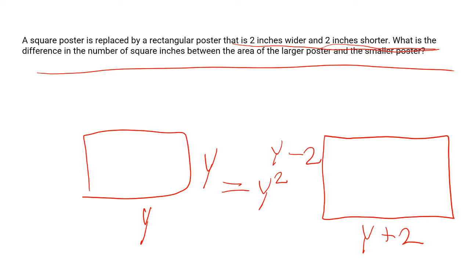Okay. So essentially what we're doing here is we have a product of binomials as the area. So we're going to find the area of the rectangular poster, and then the difference in the area of the larger and the smaller poster. Alrighty, so let's find this. So first, y plus 2 and y minus 2 is just a difference of squares factorization.